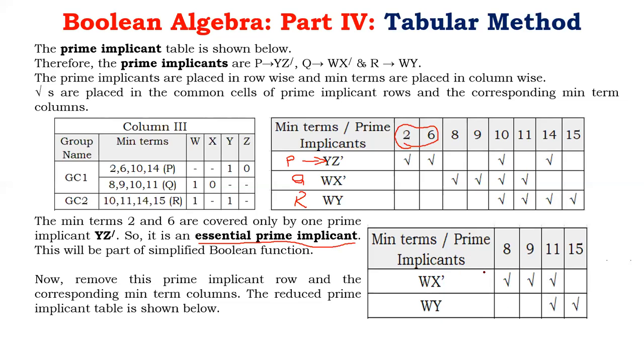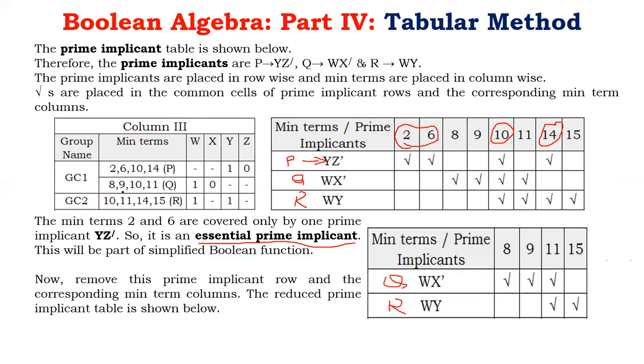Then we reduce the table and remove the selected prime implicant from the next essential prime implicant table. Now go for 8, 9, 10, 11, 14 and 15. By using P we get 2, 6, 10 and 14, an automatic choice. So the remaining min terms are 8, 9, 11 and 15, written in the essential prime implicant table. This is only Q and this is only R. Now select Q and R.